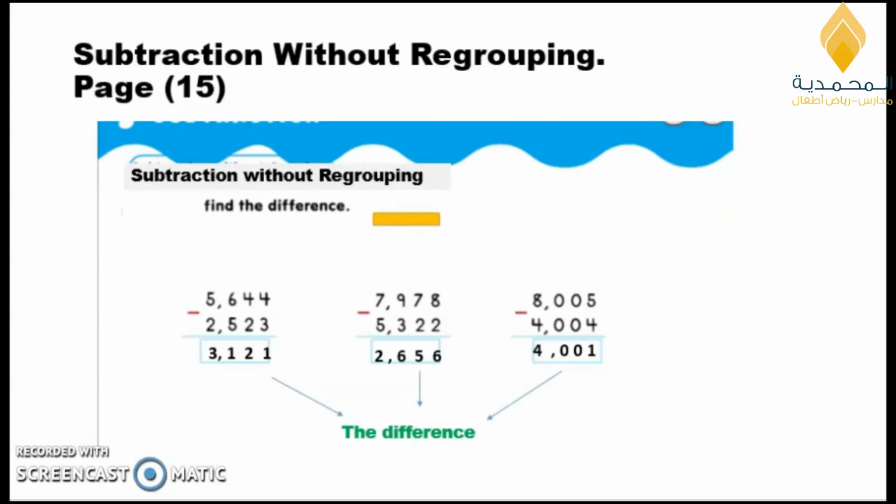Let's take another example. Again, we're going to talk about subtraction without regrouping on page 15. There are 3 questions. Look. Find the difference. This is the question. The difference is the answer of the subtraction. Okay, let's first take this example. Can you read this number? Good job.